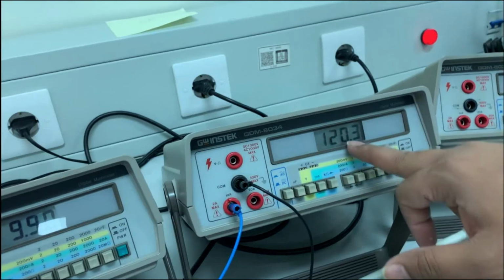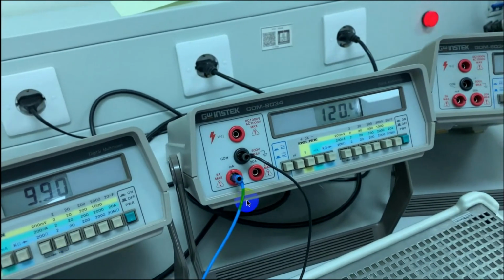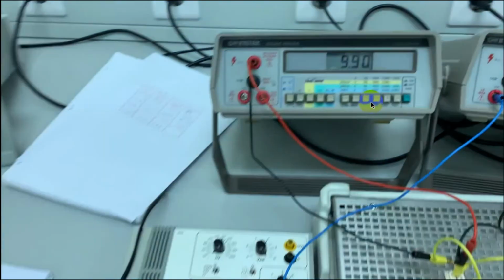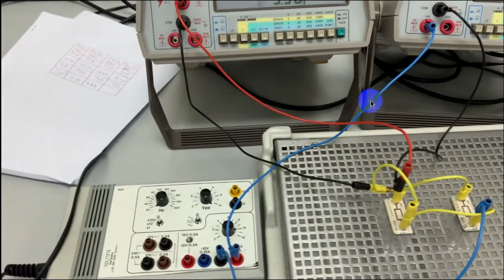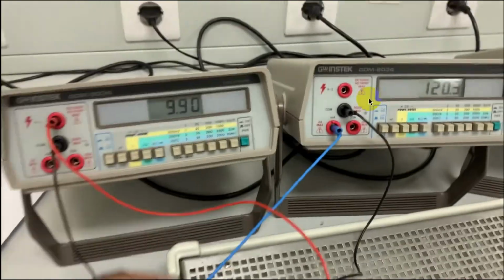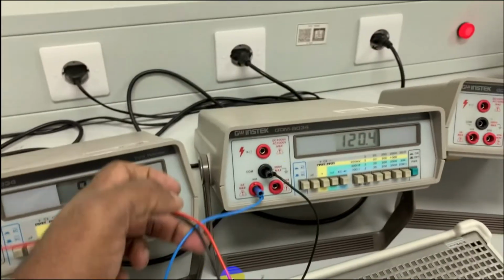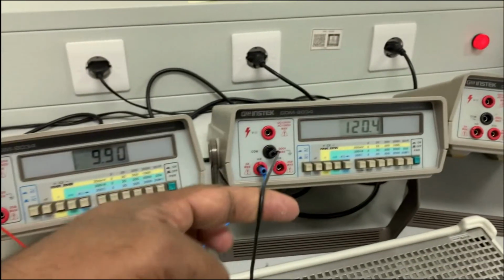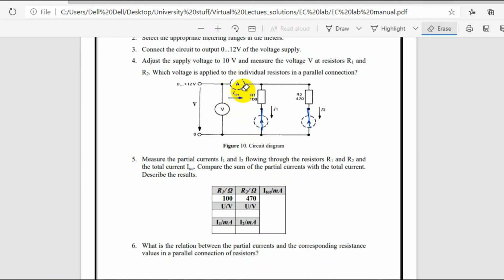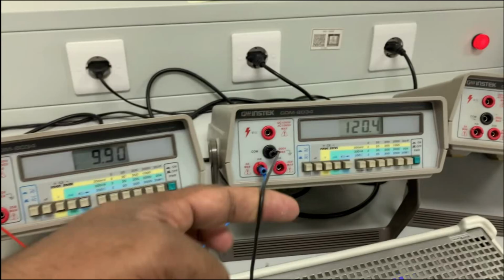So it is 120.4, my total current. I total is 120.4. That means at this point it is the total current entering here. When it comes to this point, till here it is 120 I total. Here it will be I1 and here it is I2. So in the second part we will find I1 and I2.